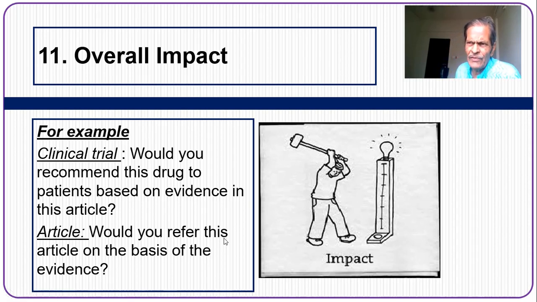Lastly, if you summarize all these things, one may judge the overall impact of an article. For example, if it is a clinical trial, one may ask himself or herself whether you would recommend this drug to your patients based on the evidence in this article. You have seen the evidence of a clinical trial, and one must be able to answer this question based on the article.